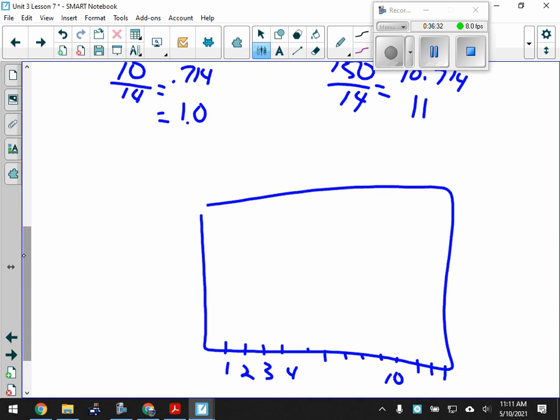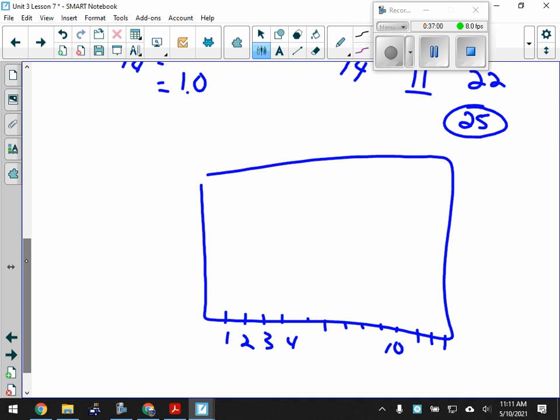So let me think about this for a second. If it's 11, each square needs to be at least 11. Well, that means that 2 squares would have to be 22 at least, right? But what if we made every second square 25 instead? Every second square, round it up a little bit to 25, which basically means that every square would be 12 and a half. Does that make sense, everybody? So that's 12 and a half.